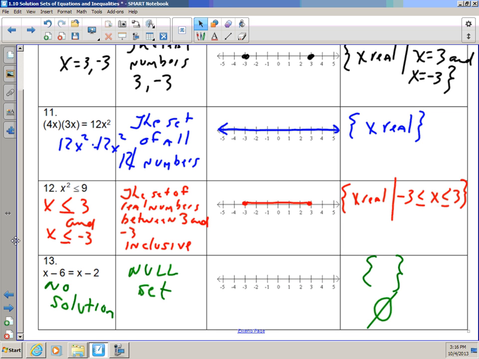So, just to summarize what we covered today, we basically went through the ways to represent the solution set to an equation or an inequality, which are, we could do it in words, a number line, or we can do it with set notation, and you should be comfortable with all three of those methods.